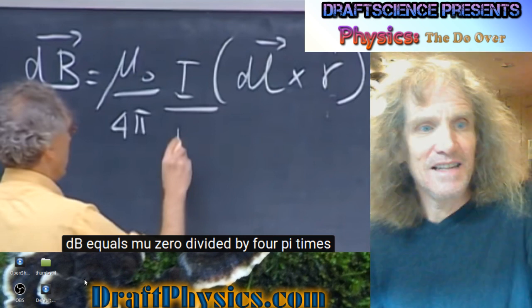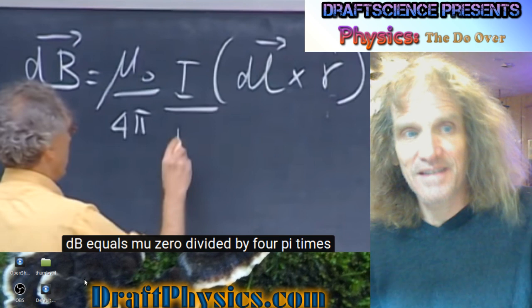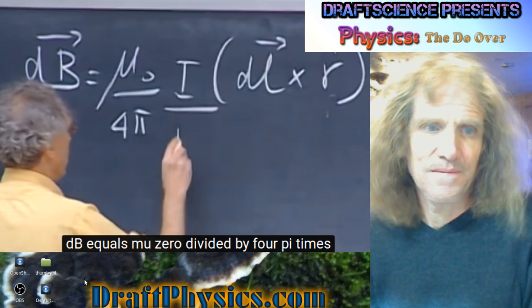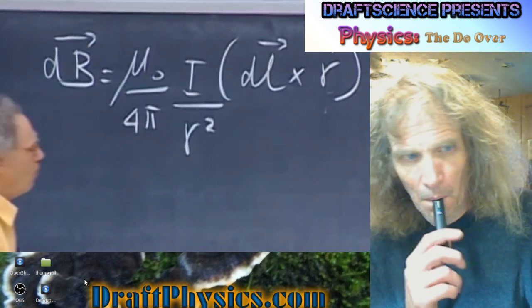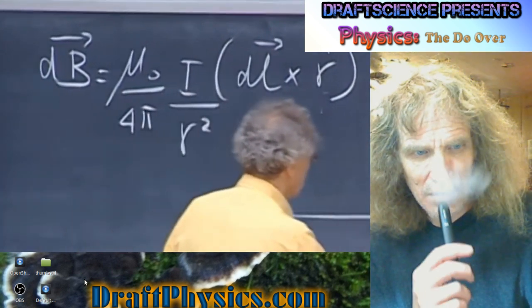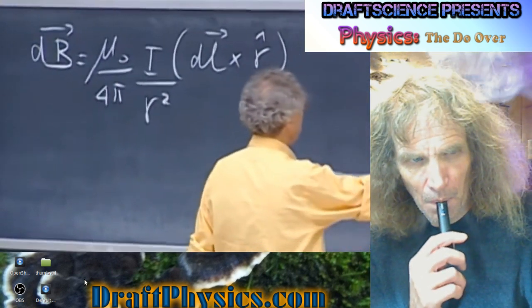So dl, I don't know what that is, distance and length. I don't know, but whatever. R squared. That's the formalism. A classic problem that you probably have done.